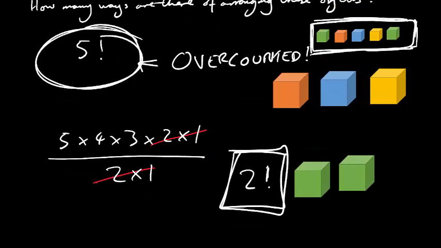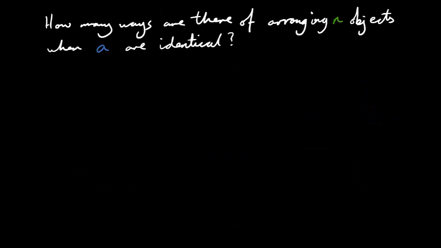So, in general terms, my general question is: how many ways are there of arranging n objects when a are identical? Well, I'll still have n factorial, but then I need to remove the number of objects that I've overcounted by. The number I've overcounted by is just a factorial. Incidentally, let's suppose I still have my 5 cubes, but this time I've got more identical objects. So I've not just got identical green cubes, but also identical orange cubes.